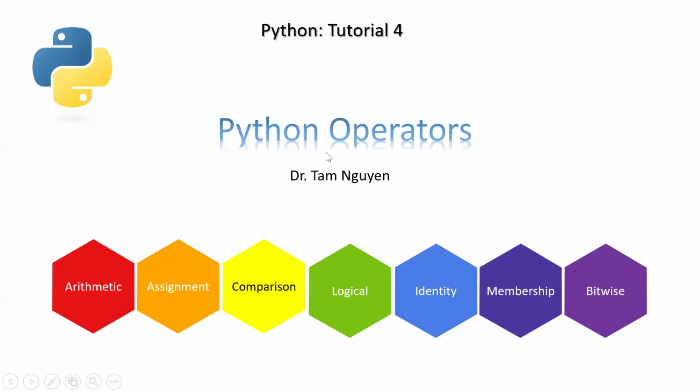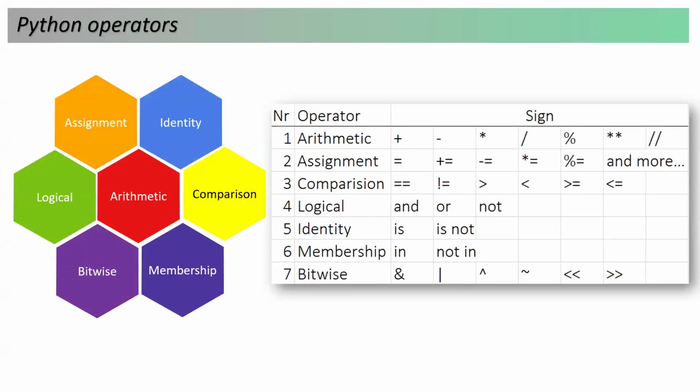Hi everyone, in this video we will learn about Python operators. So in Python we have many different operators. For example, arithmetic operators, plus, minus, multiply, division and so on. An assignment operator, comparison operator, logical operator, identity operator, membership operator, and bitwise operators.